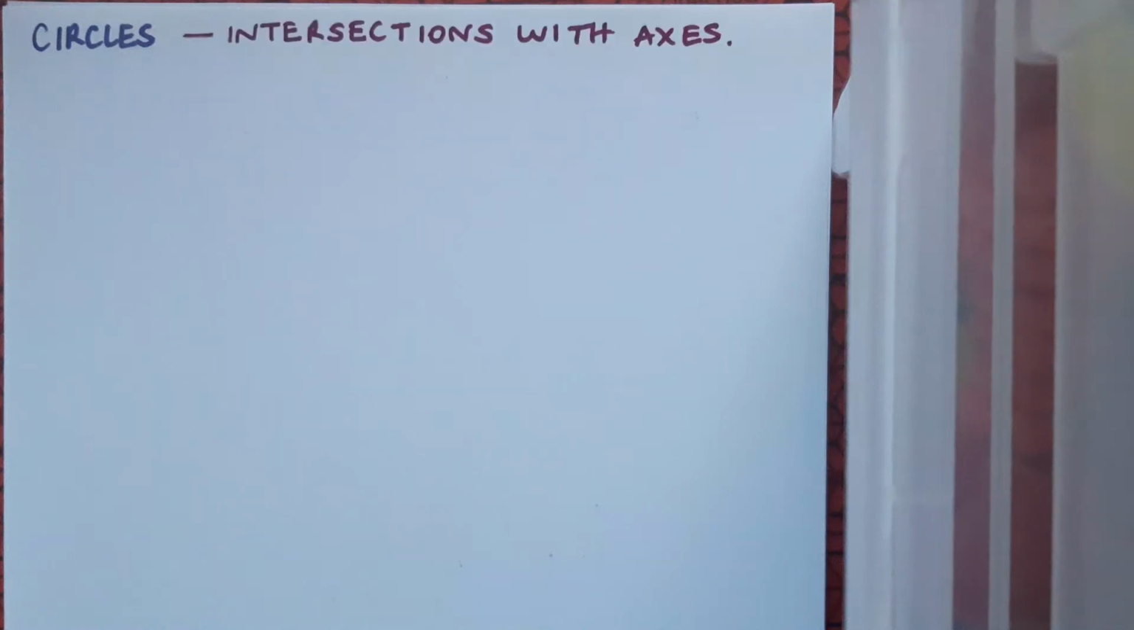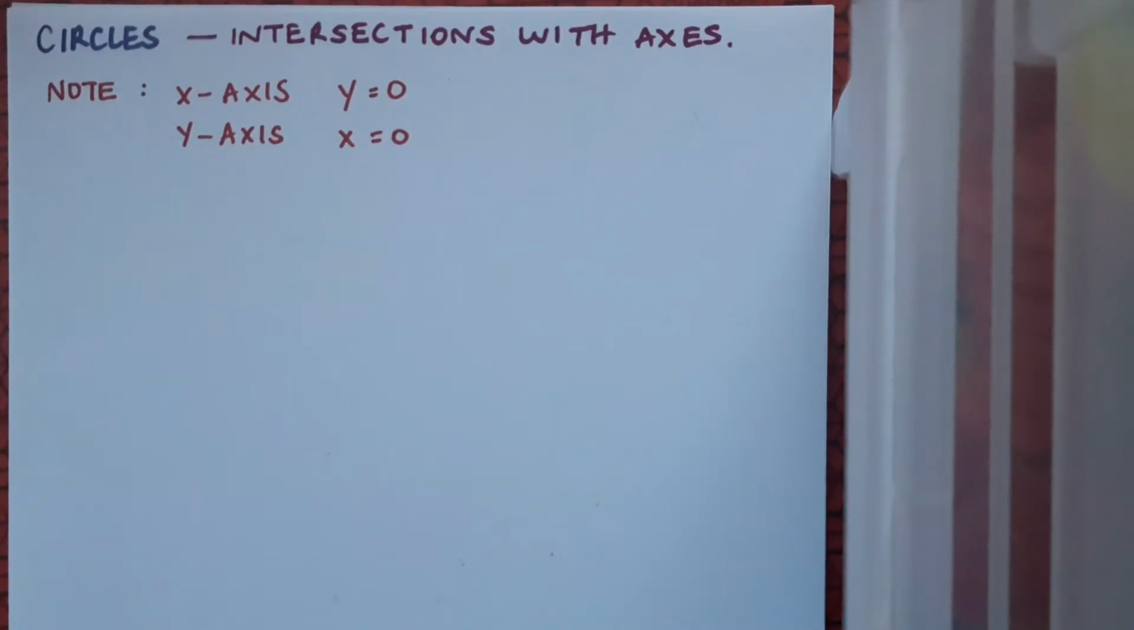This video on circles looks at circles and their intersections with axes. Note that just like with the coordinate geometry of the line chapter, the x-axis can be represented by y equals 0 and the y-axis by x equals 0. So in our first example, we'll just find how to get where the circle intersects an axis.